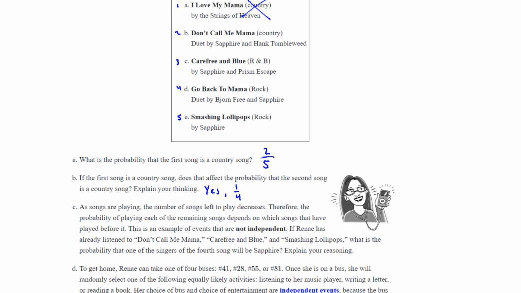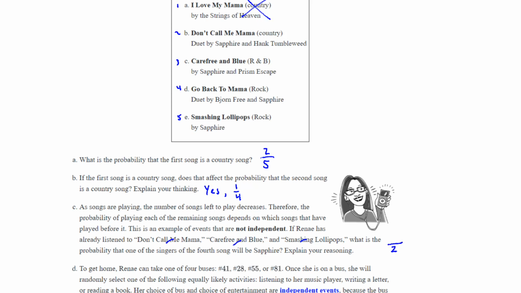If Renee has already listened to Don't Call Me Mama, Carefree and Blue, and Smashing Lollipops, what is the probability that one of the singers of the 4th song will be Sapphire? Explain your reasoning. So we've already played 3 songs out of 5. That means there's only 2 possibilities left.